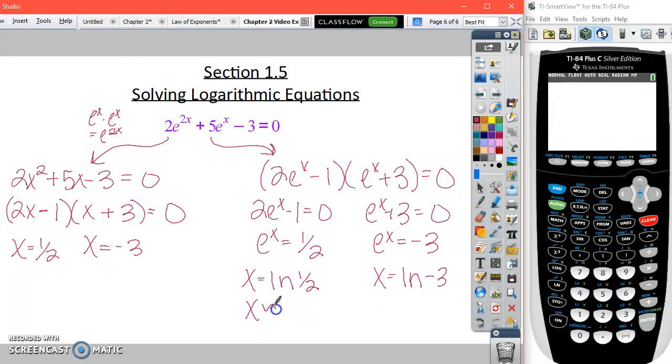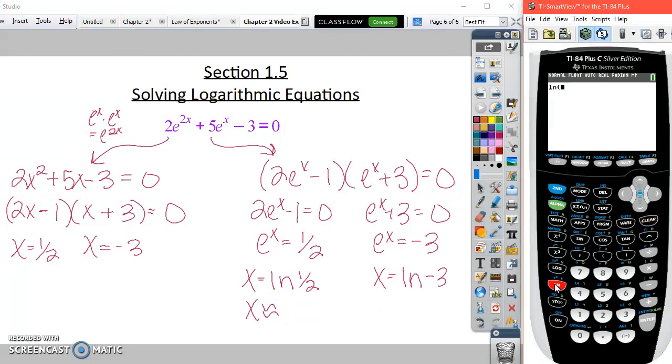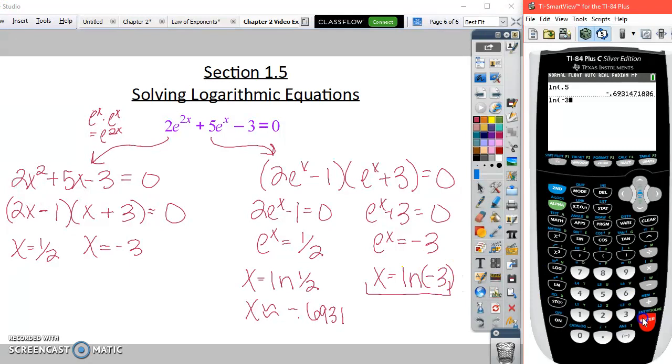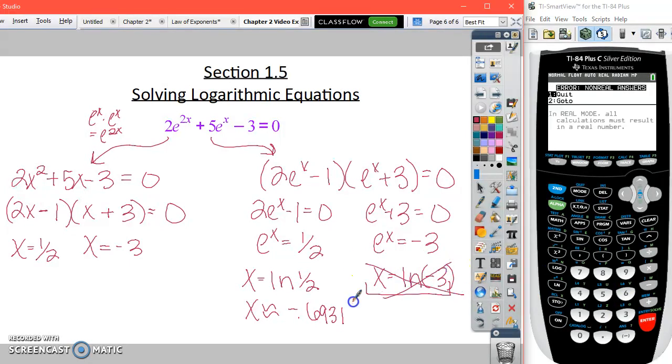We'll go ahead and type this into our calculator, natural log of 0.5, and that will give us negative 0.6931. Now hopefully you notice right here, we know that we cannot plug negative numbers into logarithms. You could try it in your calculator and you're going to end up getting an error. So this would not give us an answer. Our only answer is the first one.